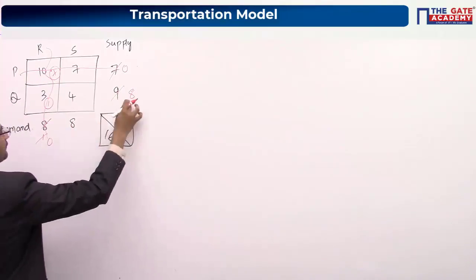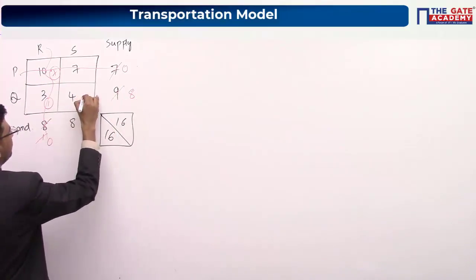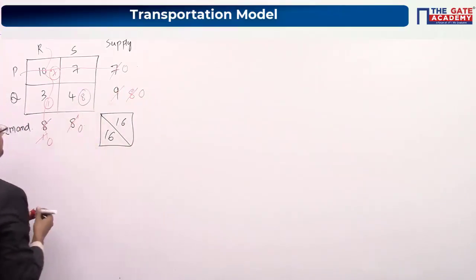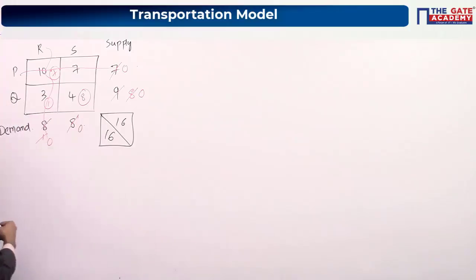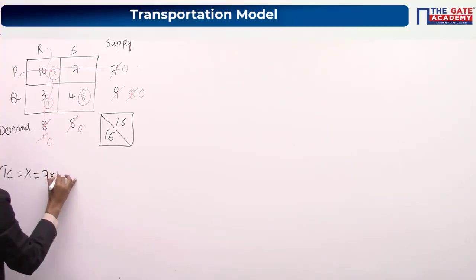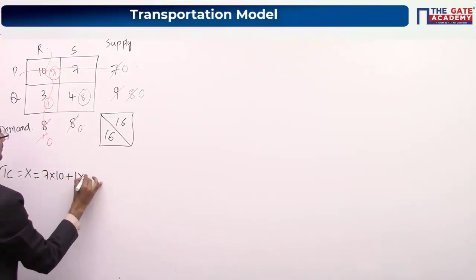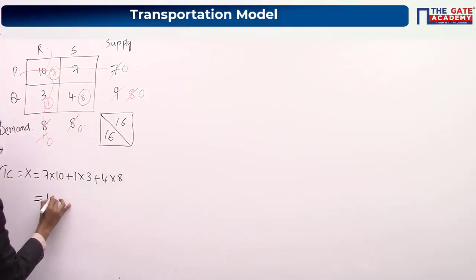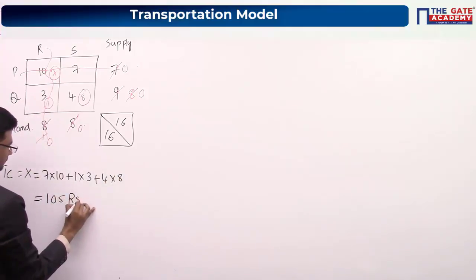Now you are left with only one cost value, 8. This will be 0. This will also be 0. So calculate the total cost. Total cost is equal to X value is equal to 7 into 10 plus 1 into 3 plus 4 into 8. So I guess this value is 105 rupees.